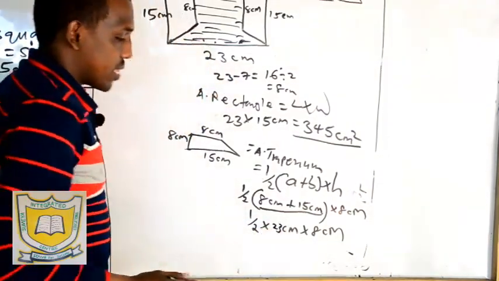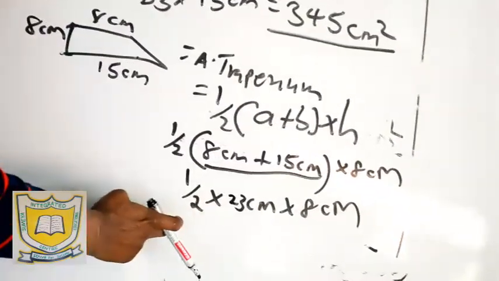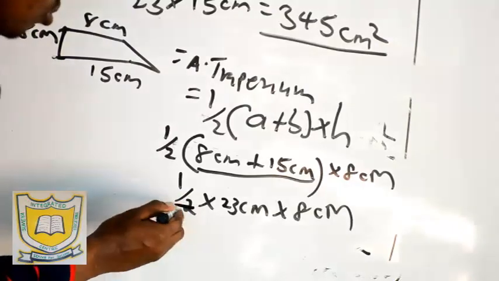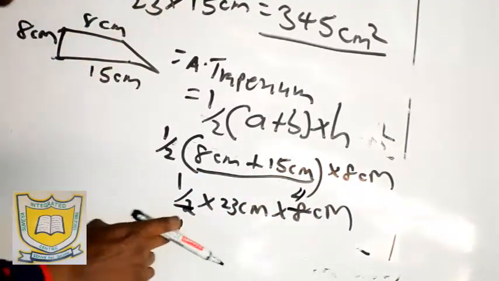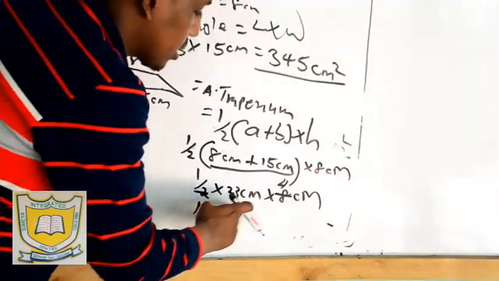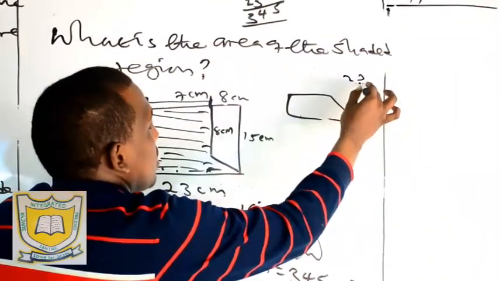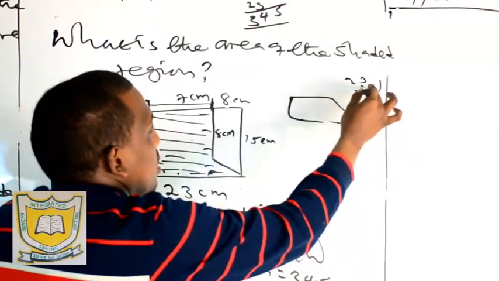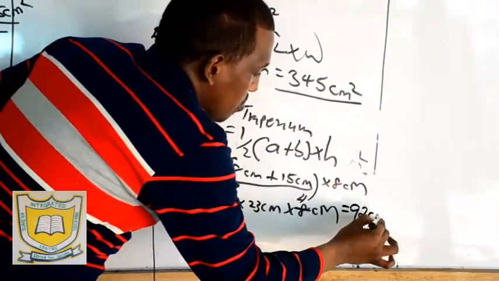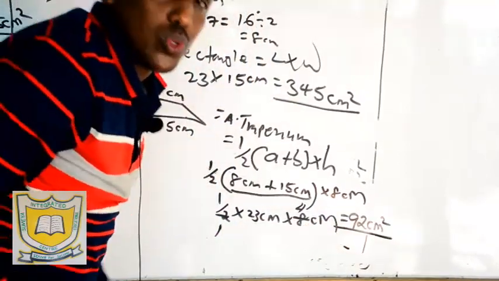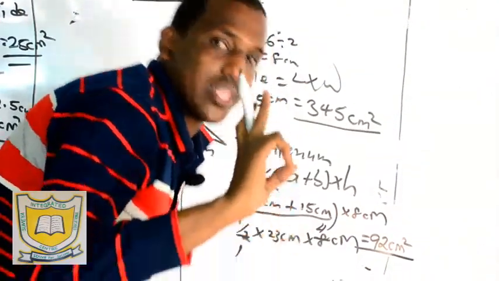We cannot divide 23 by 2. We go to 8. 8 divided by 2 is 4 centimeter. So we multiply 23 times 4, 12 carry 1, 8 plus 1, 9. So we get 92 centimeter squared. 92 centimeter squared is the area of one trapezium.